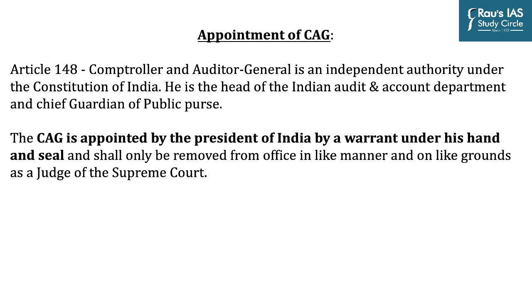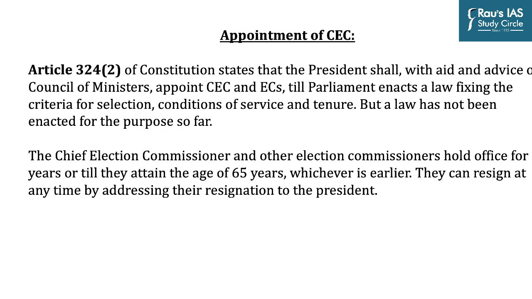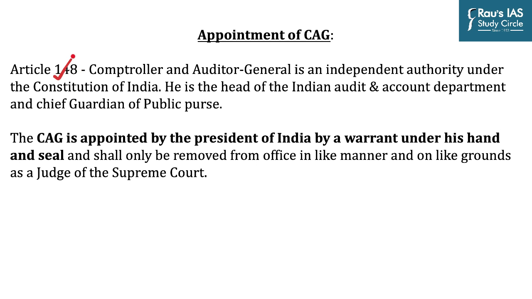And so in this regard, let us now deal with 2 of the important constitutional bodies, CAG and CEC, and how they are appointed. The appointment of CAG is done from Article 148. The Comptroller and Auditor General is created through Article 148, which will be an independent authority under the Constitution of India. He will also head the Indian Audit and Accounts Department and be Chief Guardian of the Public Purse. CAG is appointed by the President of India by a warrant under his hand and seal, and shall be removed from office in like manner and on like grounds as a judge of the Supreme Court. So you can understand how important the post of CAG is just by virtue of the appointment and removal method.